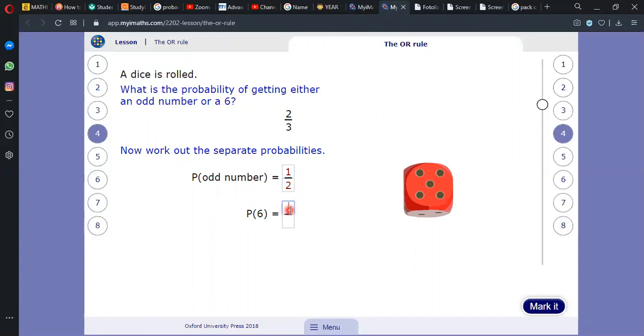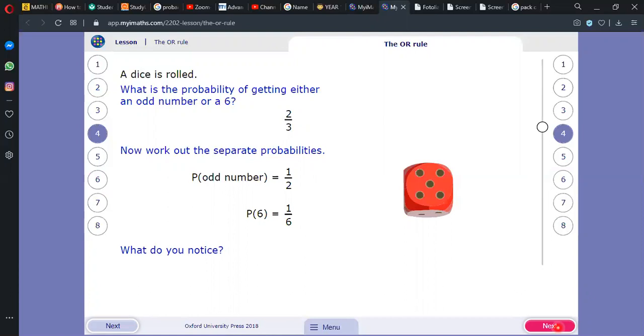Probability of getting a 6: there is only one 6 on the die, so that is 1 out of 6, 1 over 6. So obviously, they are both correct. Well done. Now, what do you notice?